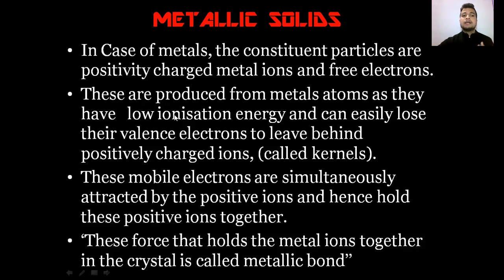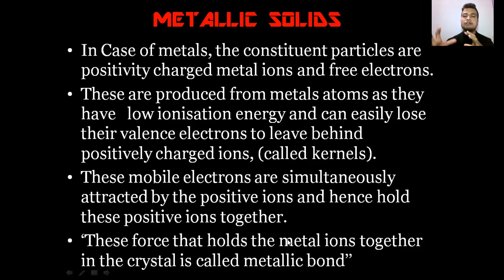Since they have very low ionization energy, they can easily lose this electron. But these electrons will not go anywhere; they will remain in the crystal, but free. Once the metal loses these electrons, what is generated is a metallic cation. These metallic cations are known as kernels. So you have two constituents, metallic kernels and electrons. These electrons are free, that's why we call them mobile electrons, and they are simultaneously attracted by the positive ions.